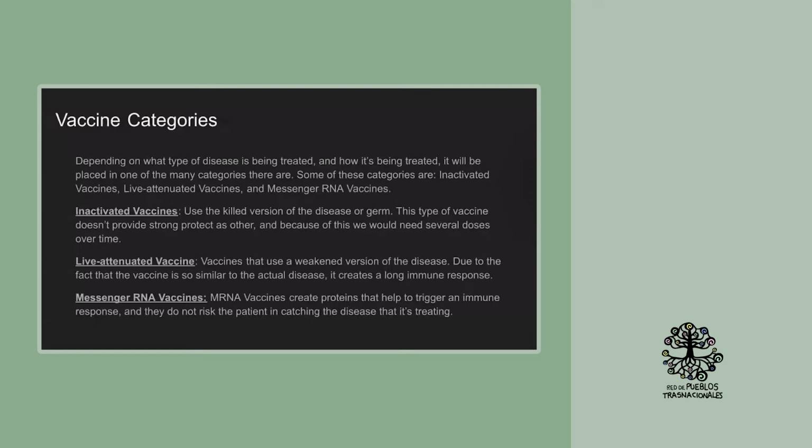Messenger RNA vaccines create proteins, so these are very different compared to inactivated and live attenuated vaccines, right? Because they create a protein to help trigger an immune response, and they do not risk any of the patients catching the actual disease while being treated. This is actually a very new way of making vaccines that is being researched.